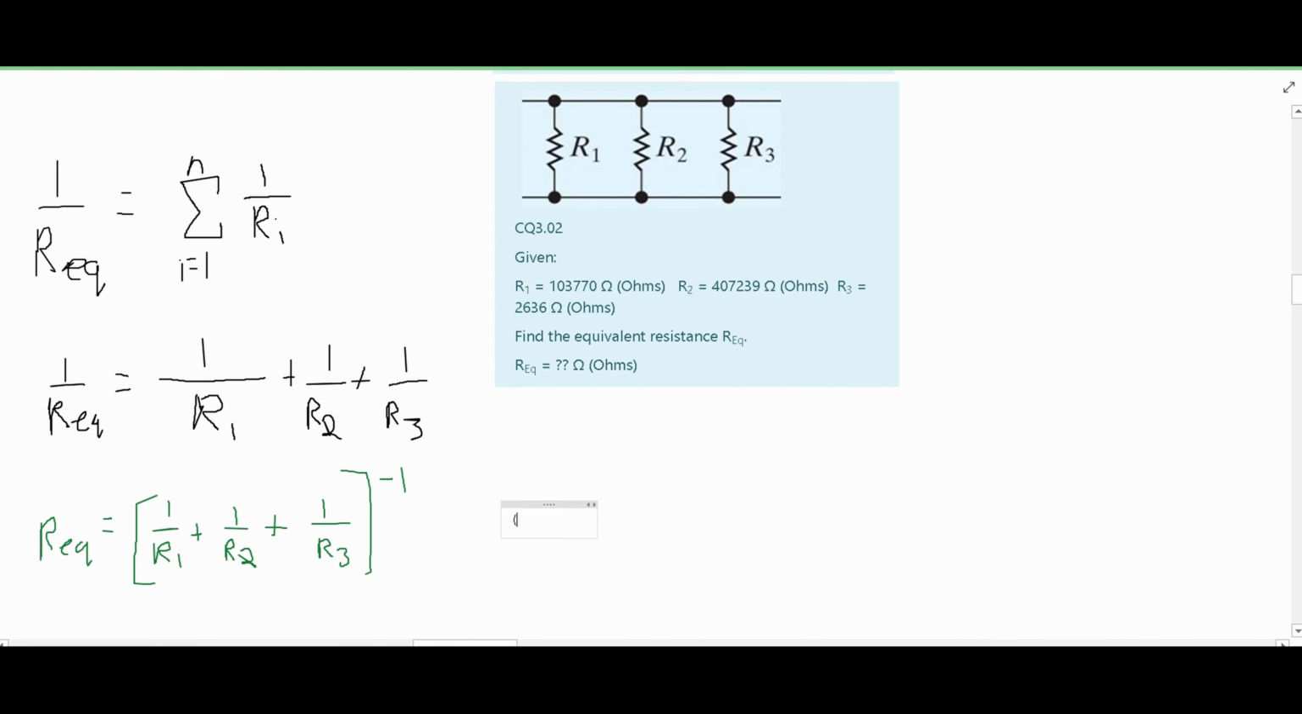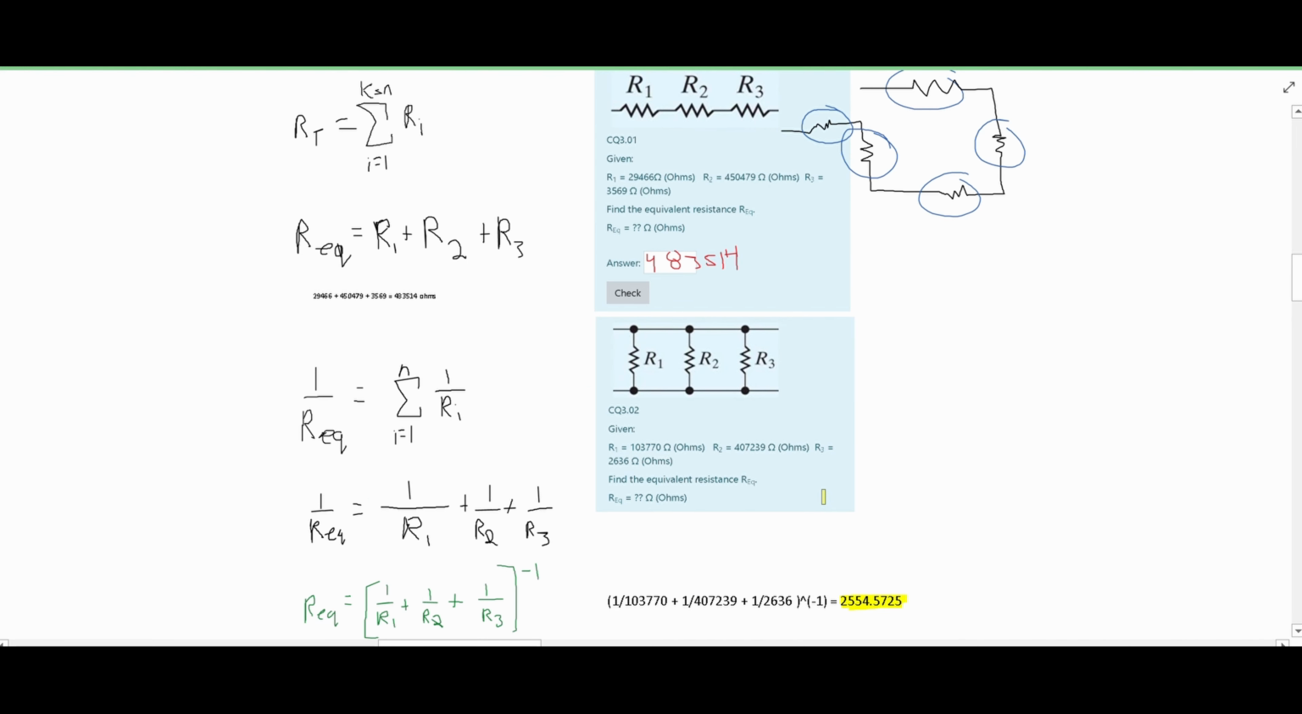So I'm going to have our parentheses like this, and then inside of our parentheses, I'm going to have 1 divided by our first resistor, which is 103,770, plus 1 divided by our second resistor, which is 407,114,239, plus our third resistor. Again, if we had more resistors, we would just keep going on. 1 divided by 2,636. Then this is all going to be raised to the negative first power. If we do this, we are going to get the answer 2,554.5725. And this is our answer.